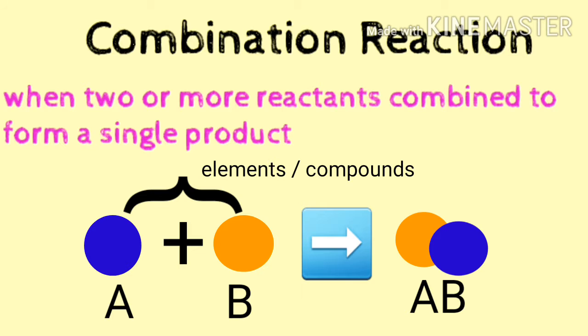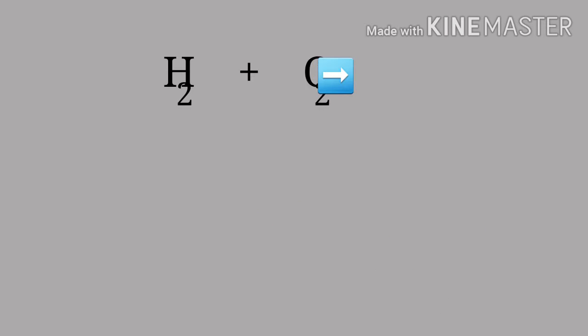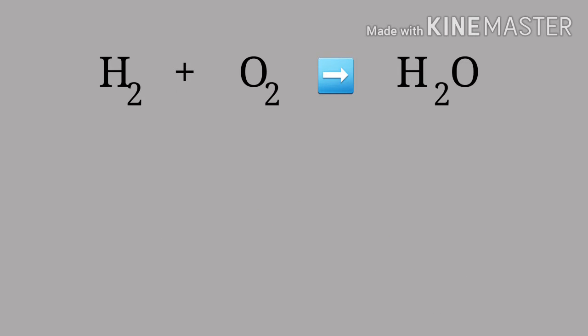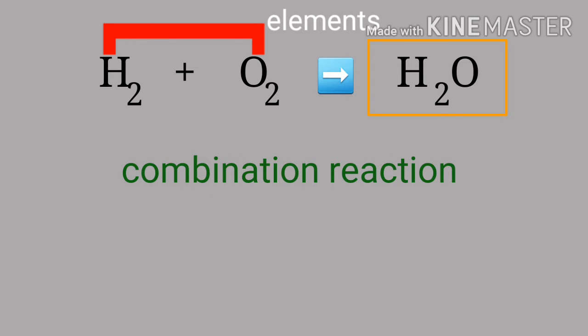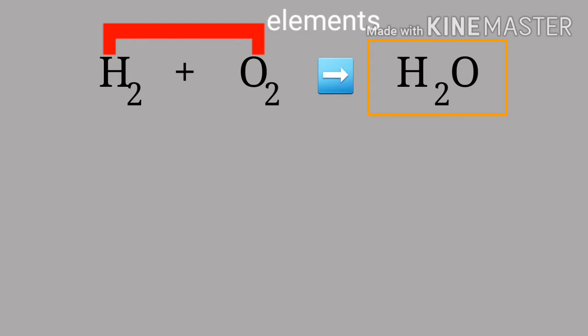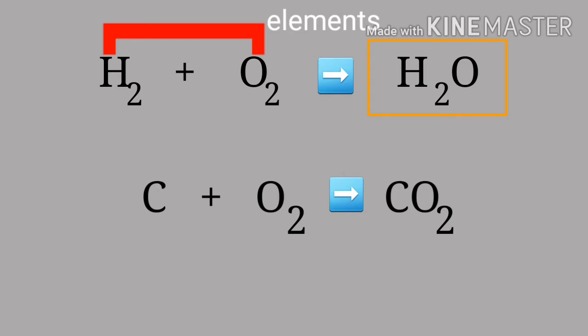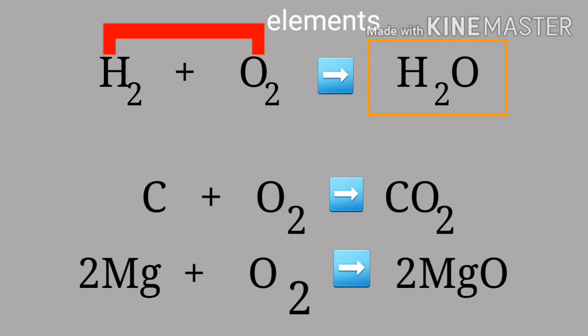Let's have an example for each. We know hydrogen reacts with oxygen to form water. Here the two reactants are two elements, that is hydrogen and oxygen, and we get a single product, that is H2O, and it is an example of a combination reaction. Another example in which we get a single product is carbon plus oxygen gives carbon dioxide. One more example is magnesium plus oxygen gives magnesium oxide.